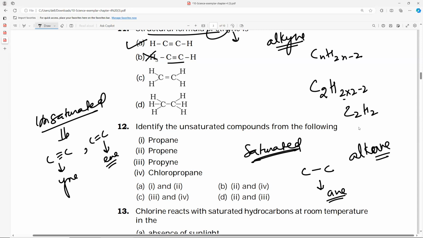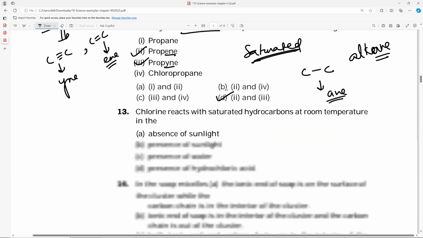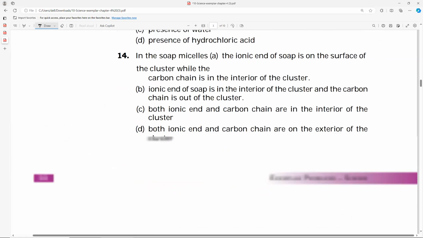Okay, so which one is an unsaturated hydrocarbon in question number 12? Which one is the unsaturated hydrocarbon? Tell me fast. 2 and 3. Okay, 2 and 3. Yes, this one is correct. D is correct.